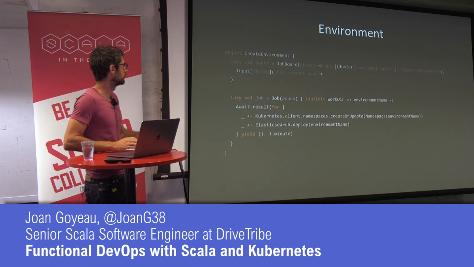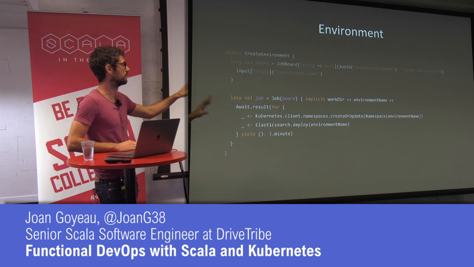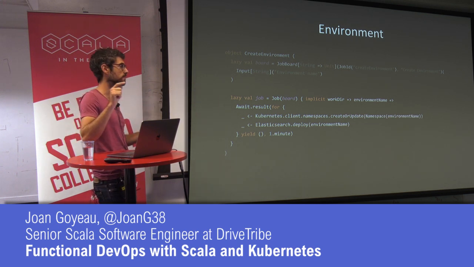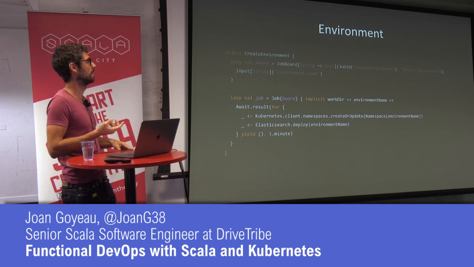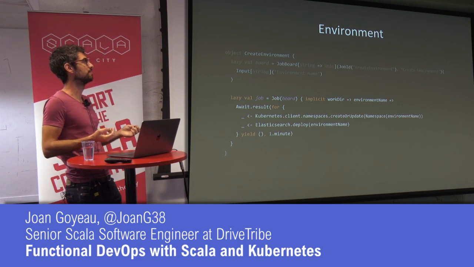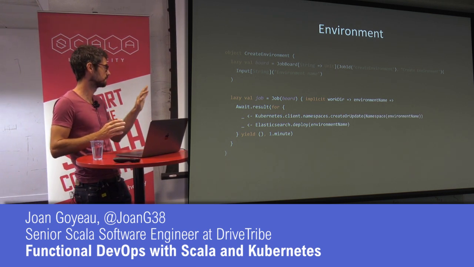Then we have the actual job. The actual job just takes a board, and then the actual function that we're going to run when we click run. So the first implicit parameter here, I'm not going to dive too much into that.